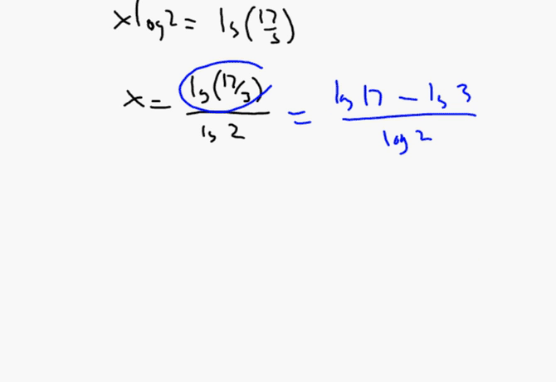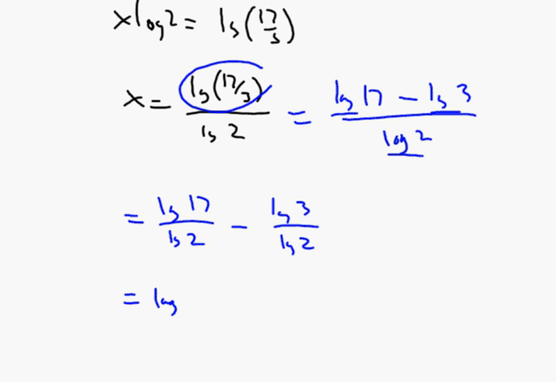If you are dividing a difference by another number, you can divide that number into both parts. So you could make this the log of 17 over the log of 2 minus the log of 3 over the log of 2. Then you could still have more fun. You could use the change of base formula. You could write this as the log base 2 of 17 minus the log base 2 of 3. But then you can use rule 2 again and say, hey, this is the log base 2 of 17 thirds. So there are quite a few ways to write the same answer.